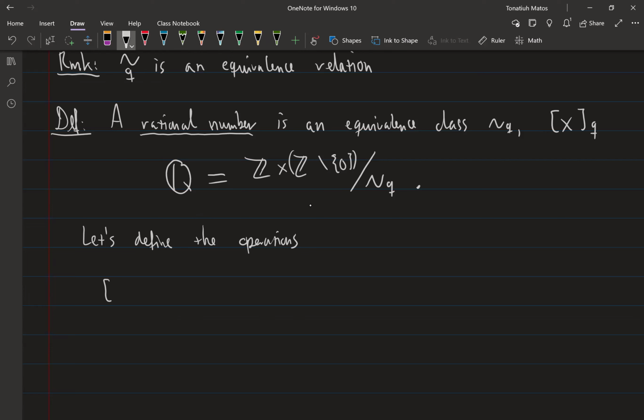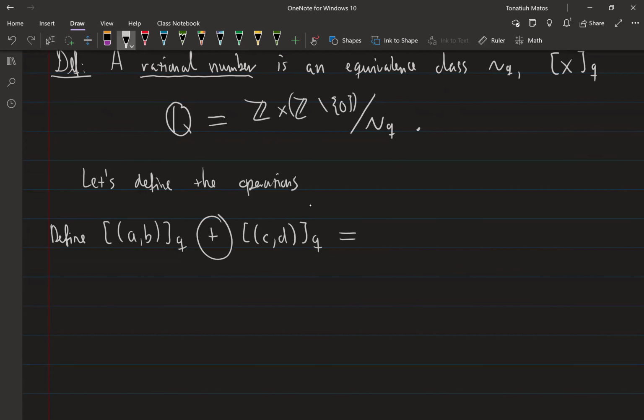Okay, so you have two rational numbers, and we need to include the representatives in this case. So we have this plus (c, d). And how would we define this? So let me clarify, right? This is the one I'm defining. It's not that this is obvious. I'm defining this symbol, this plus symbol right here.